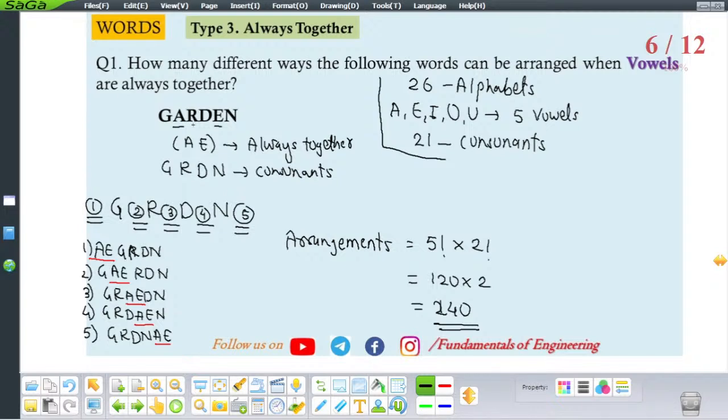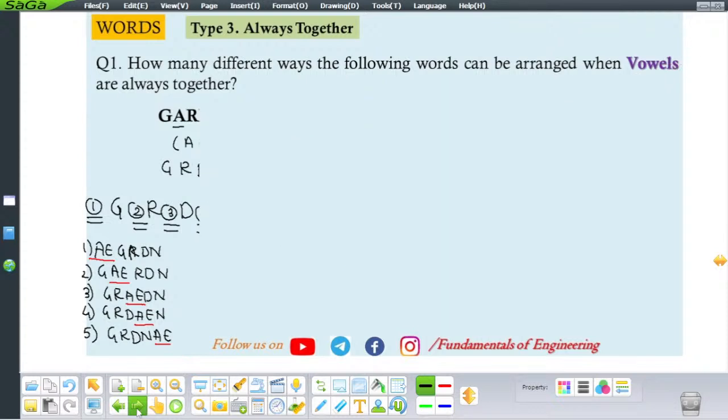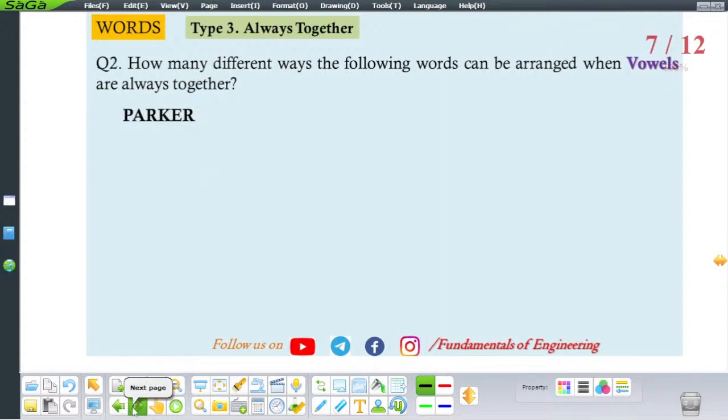Are you getting all the points? If you are, comment or put your answer in the chat box as yes. We will see another example where the vowels are together.